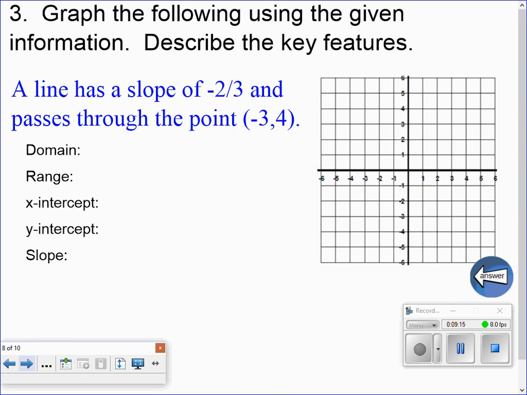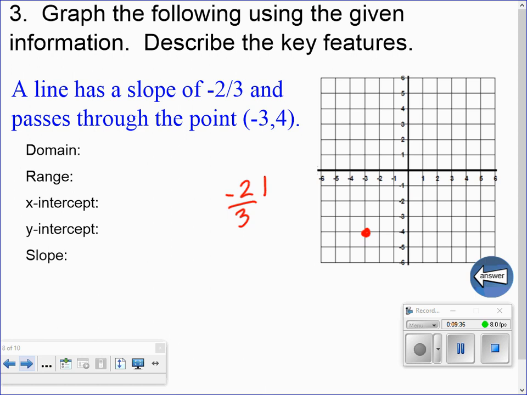We're going to graph the following using the given information, and we want to describe the key features. So we have a slope, and we know that it passes through the point negative 3, 4. So we have a point, negative 3, 4. So we're going to put that point. We know the slope, which is negative 2 over 3.